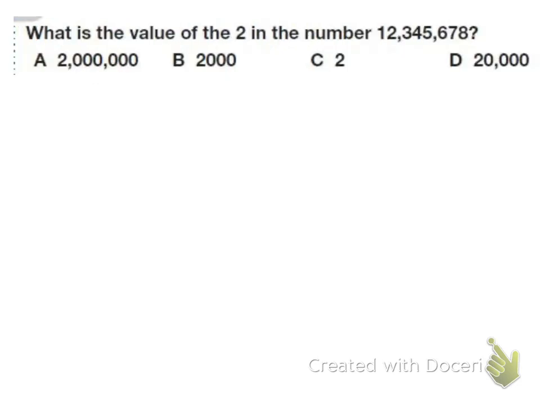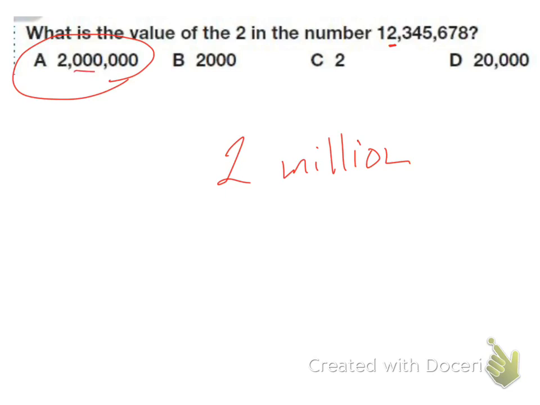Okay, so it says, what is the value of the 2 in this number? Well, let's look. The value of the digit depends on its place in the number. See, so this 2 is showing that this is 2 million. Okay, and the number that shows that is A. And you can tell because all we did was replace these numbers with zeros. So the A is worth 2 million.